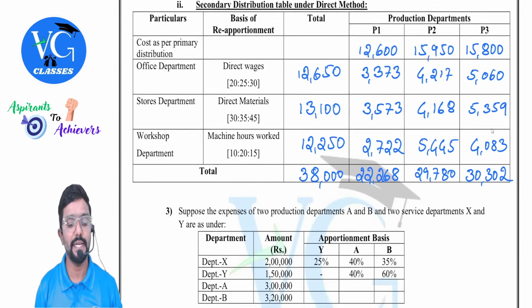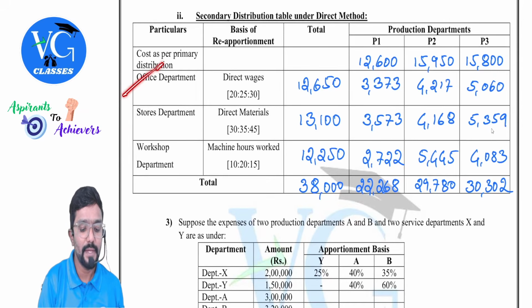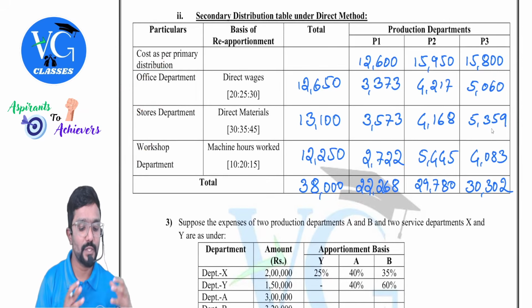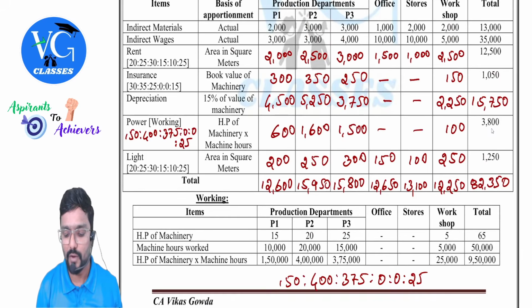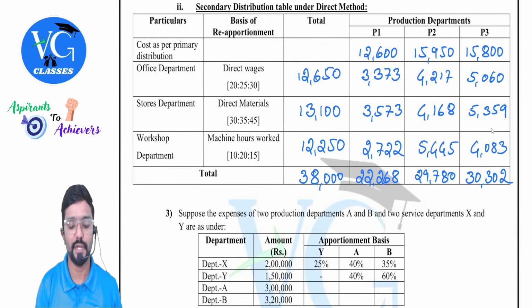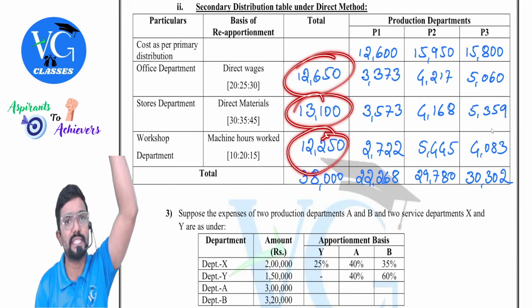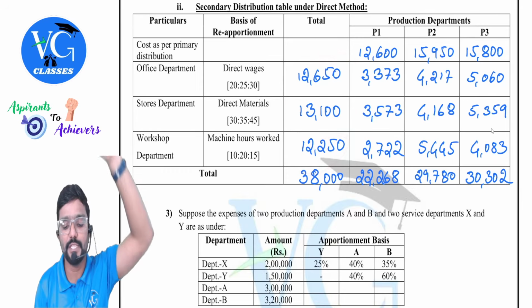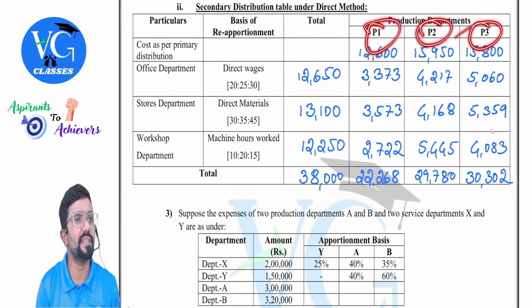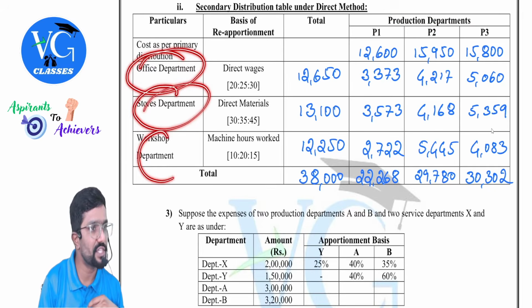We call that secondary distribution or reapportionment. So, which are my service departments: office, stores, workshop. Whatever cost we have got here, we need to redistribute it. To whom, sir? To the production departments. So you can observe whatever cost we have got in the primary distribution, that is the above table, we are redistributing it to P1, P2, P3. On what basis, sir? Obviously these guys are supporting the production.